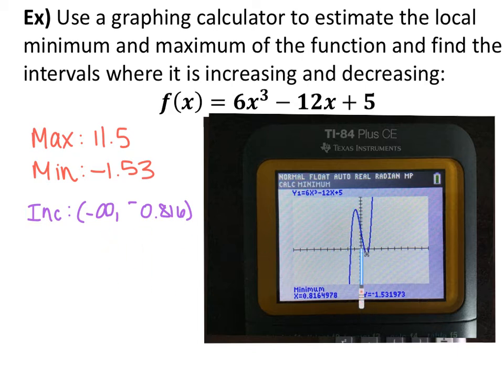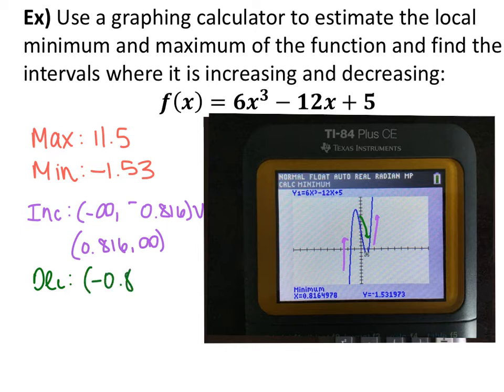And then it starts increasing again here at our local minima and increases on until infinity. So it's also increasing, so we use union, it's also increasing from 0.816 to positive infinity. So that's where it's actually going up. And then decreasing, it's only decreasing in this one section here in between our maxima and our minima. So it's decreasing from negative 0.816 to positive 0.816. So that is the interval in which it is decreasing.